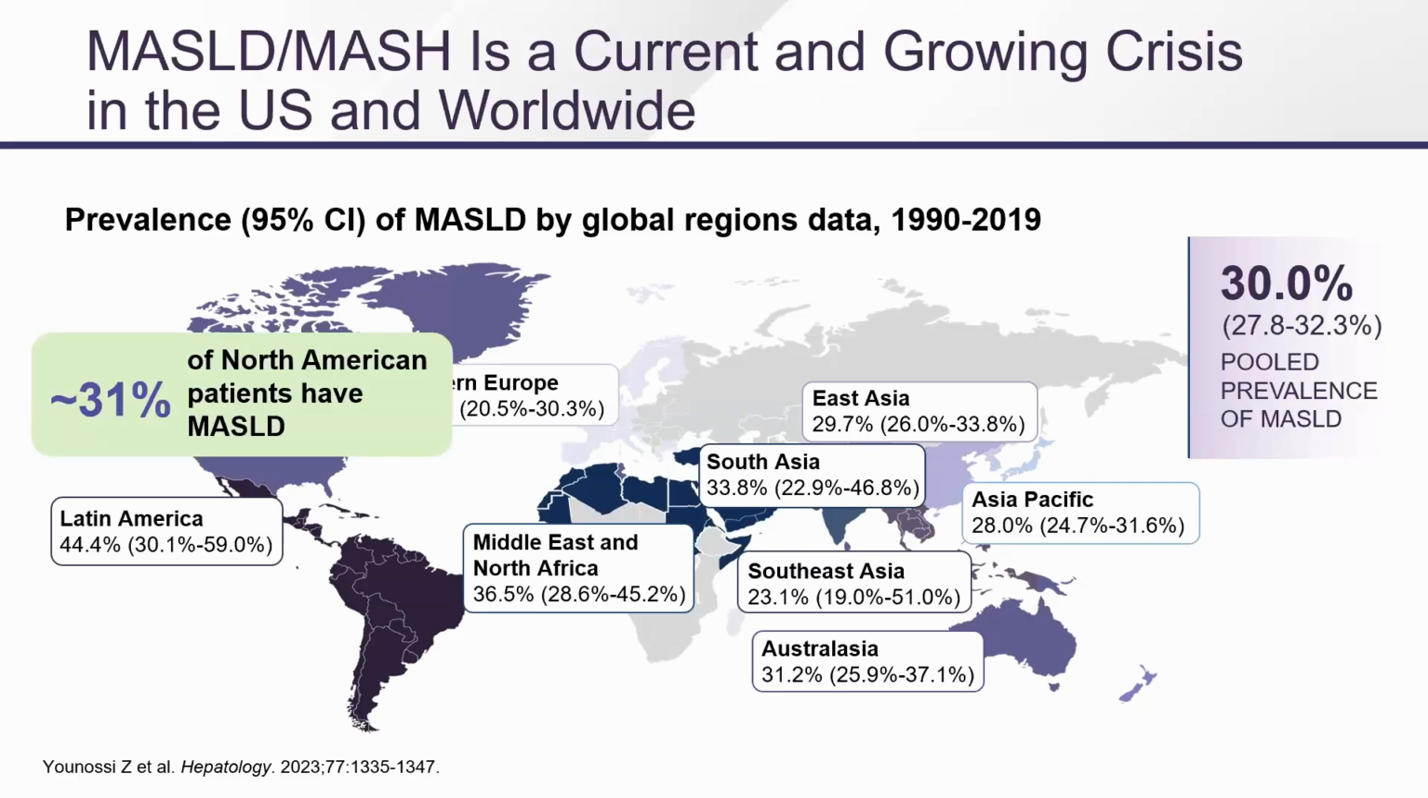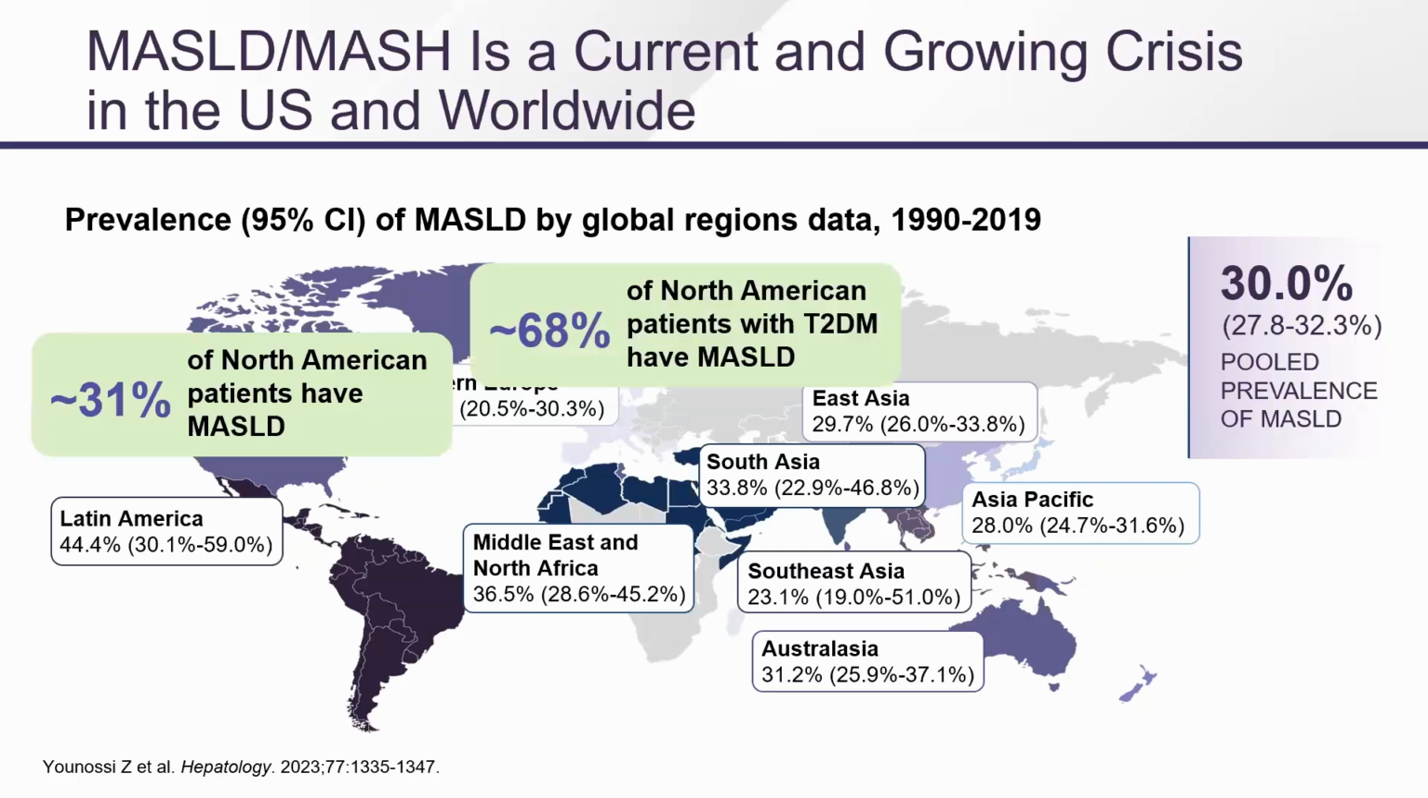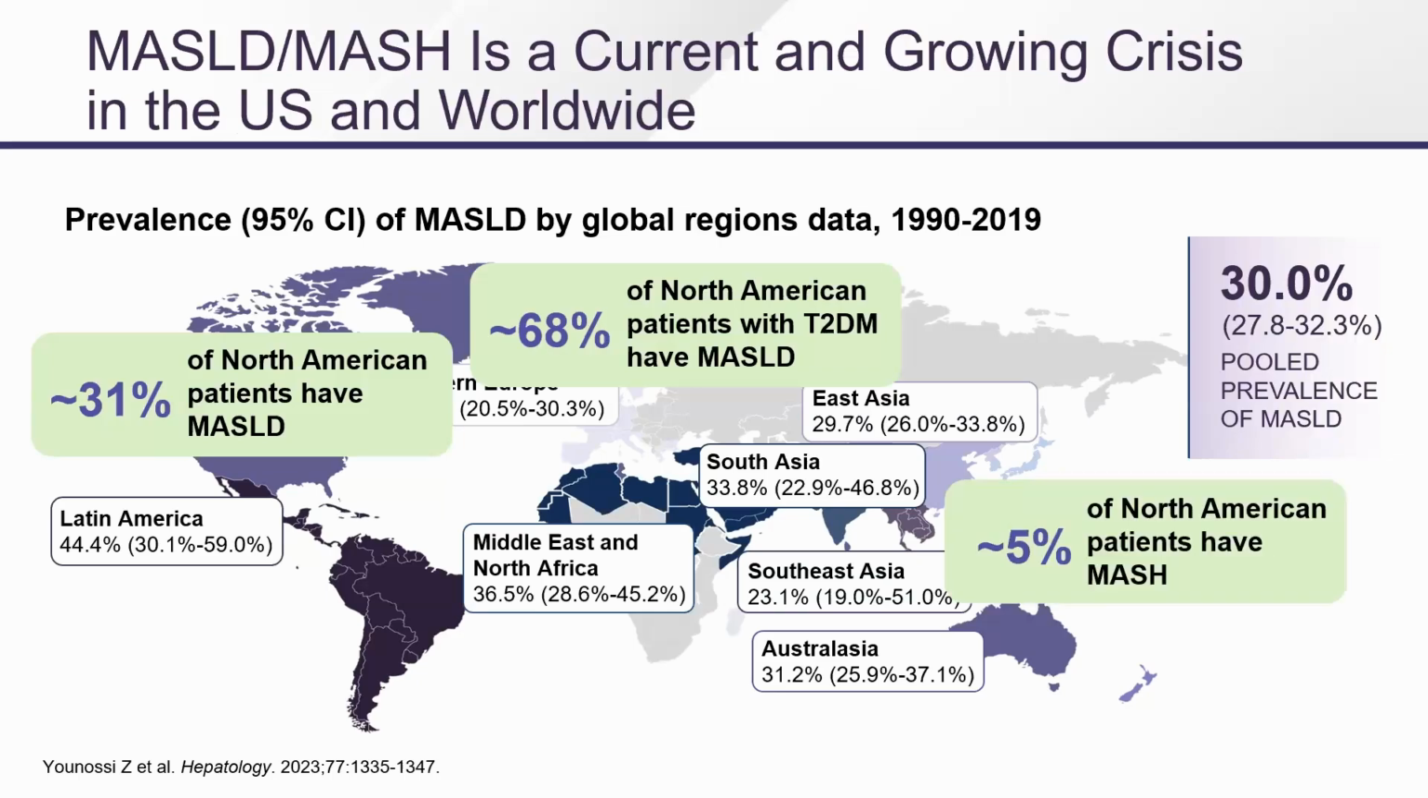About 31% of patients in North America have MASLD. 68% of patients in North America with type 2 diabetes have MASLD. So pretty much close to 70% of patients with diabetes will have MASLD. Just let it sink in for you. Close to 70% of patients that we see every day have liver disease. The vast majority of them are probably undiagnosed.